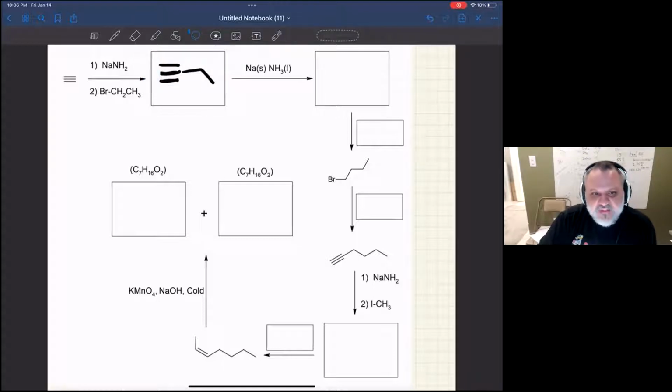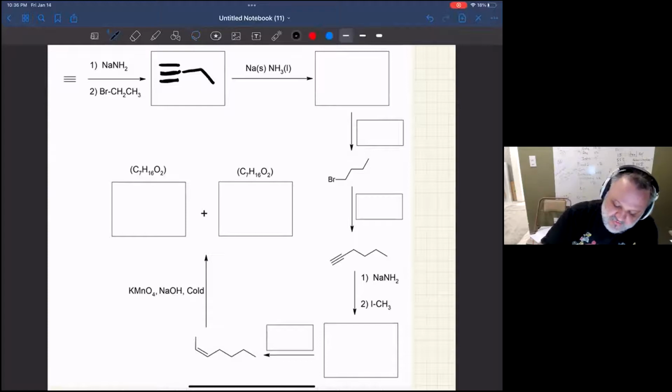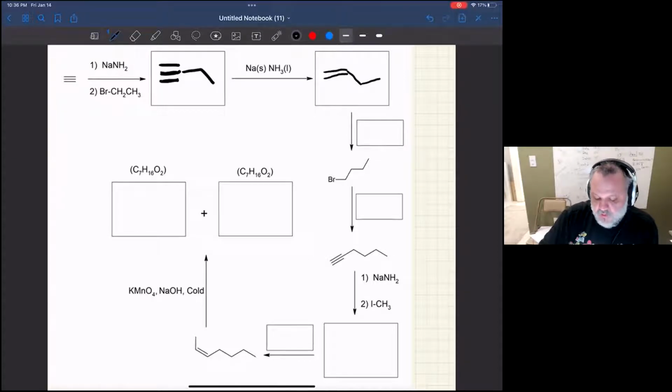Okay, so what if I take that and react it with the dissolving metal reaction? Well, remember that the dissolving metal reaction is poisoned catalyst. So it does a reduction. It reduces the alkyne to an alkene. So I still have 1, 2, 3, 4 carbons, but I have an alkene instead of an alkyne.